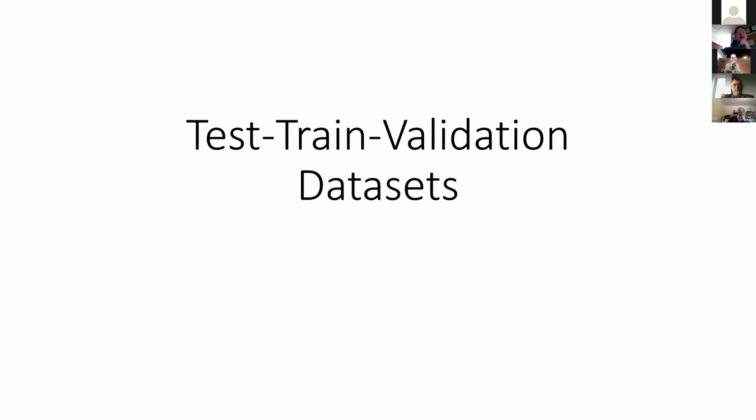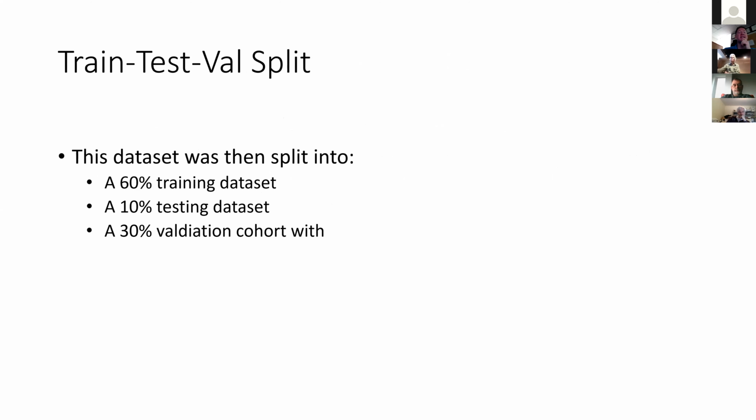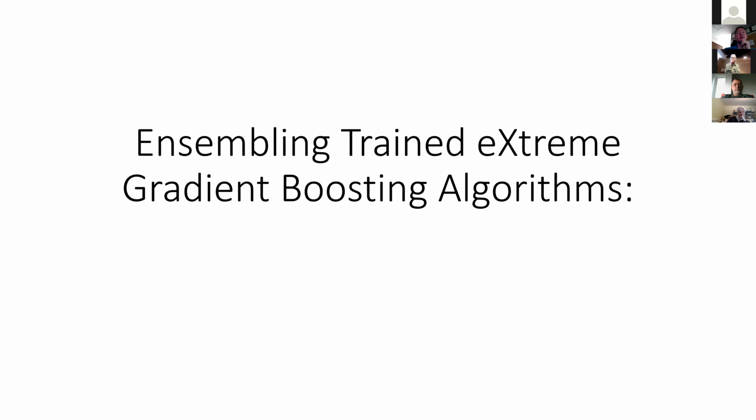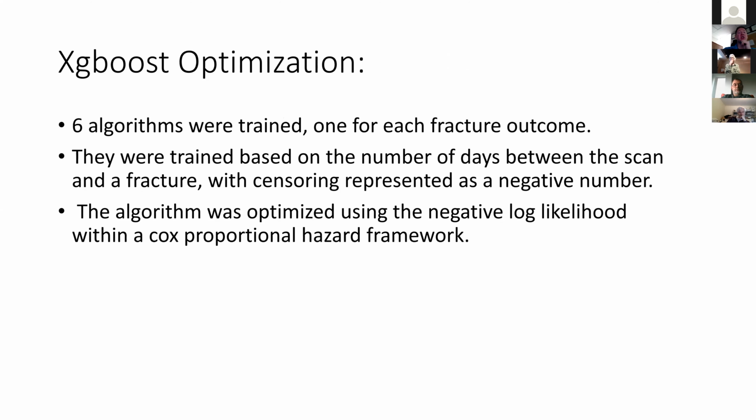As usual, I did a test train validation split. So I trained off 60%. I set aside a 10% testing data set, and then the final validation cohort was 30% of all of the available first scans. So this is another strength of my approach.